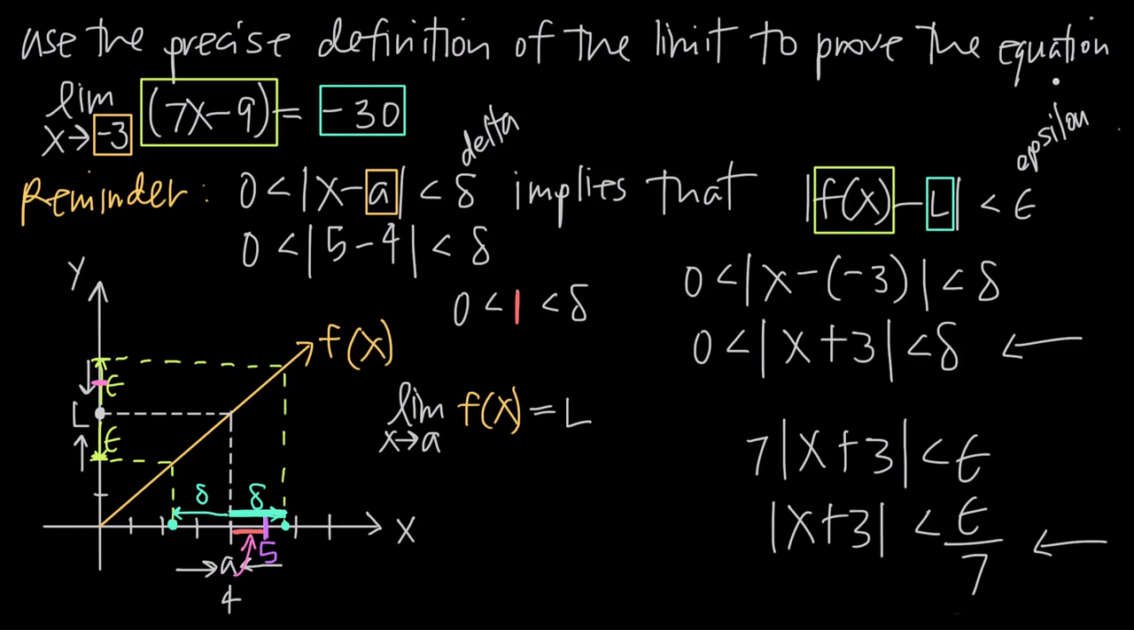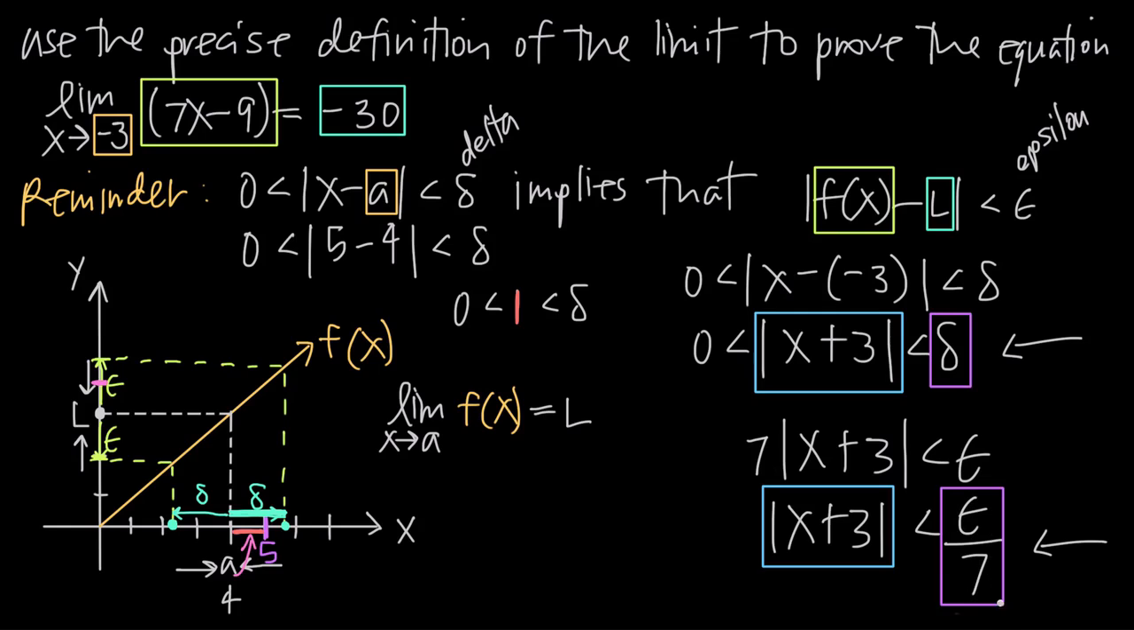What we want to notice here is that we have the same value in each inequality. We have this absolute value of x plus 3, and we have absolute value of x plus 3. Since we have the same value in both inequalities, what we can do at this point is define a relationship between the right sides of both inequalities, delta and epsilon over 7. So what we can say in conclusion is that if we pick any value for epsilon that's greater than 0, so in other words, if we choose any positive value of epsilon, it doesn't matter what it is, we just want to be able to move any distance away from this point L.